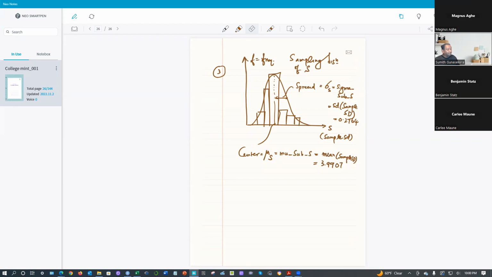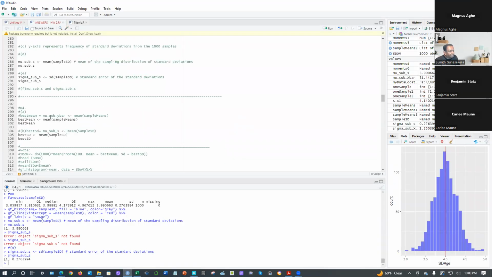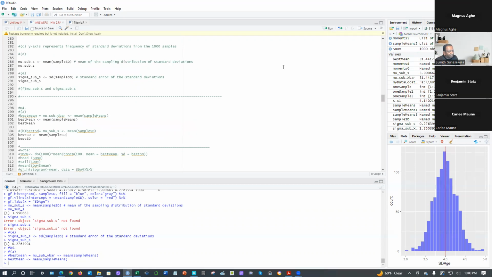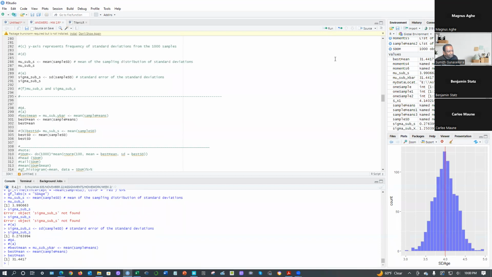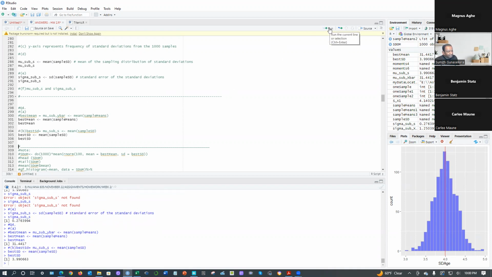Later on, according to your findings from Q1 through Q3, what is your best estimate of the population mean? The best estimate is not the mean of one sample, and not the mean of 1,000 samples either. The best mean is nothing but mu sub y bar, the average of averages. That's the best mean. But the best standard deviation would be the mean of the sample SD, not the SD of SD. The mean of SD would be the best SD.